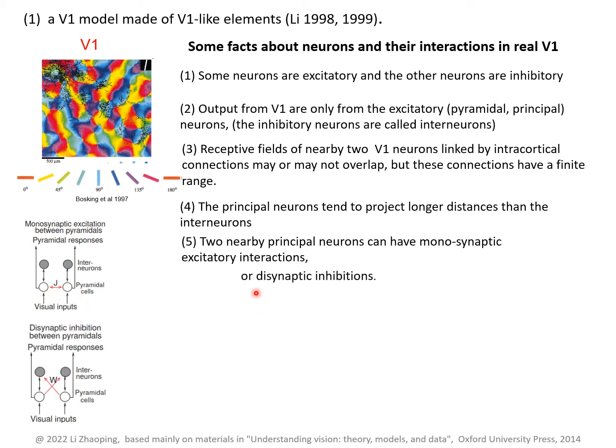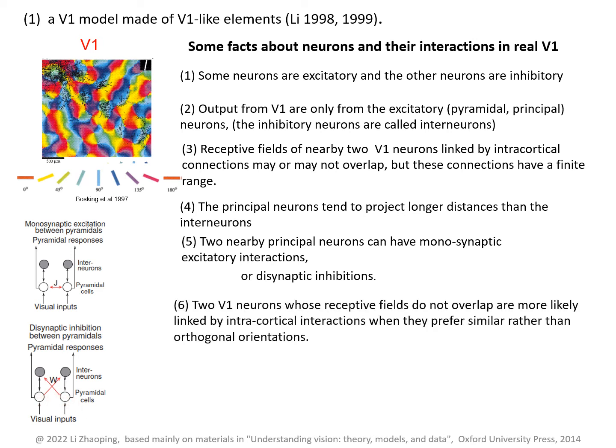Two neurons can also have disynaptic inhibitions, like in this diagram. Here, these two pyramidal cells are excitatory neurons, so they can only excite other neurons. However, they can mutually inhibit each other indirectly via these inhibitory interneurons. For instance, this one excites that cell, which then inhibits this cell. Similarly, this excites this one and inhibits this one. So these two are mutually inhibiting each other.